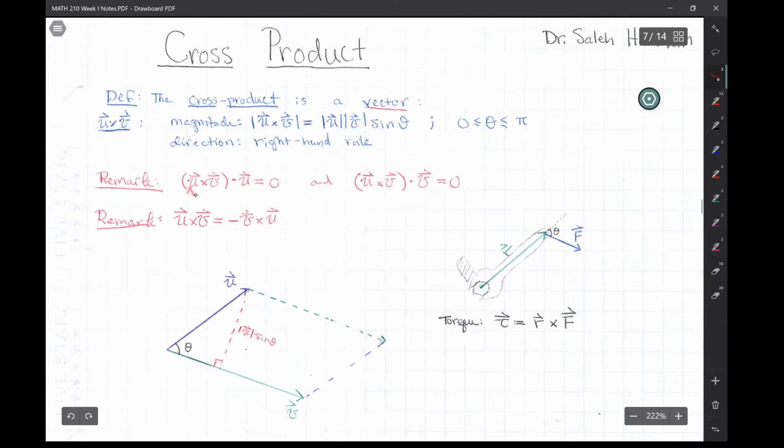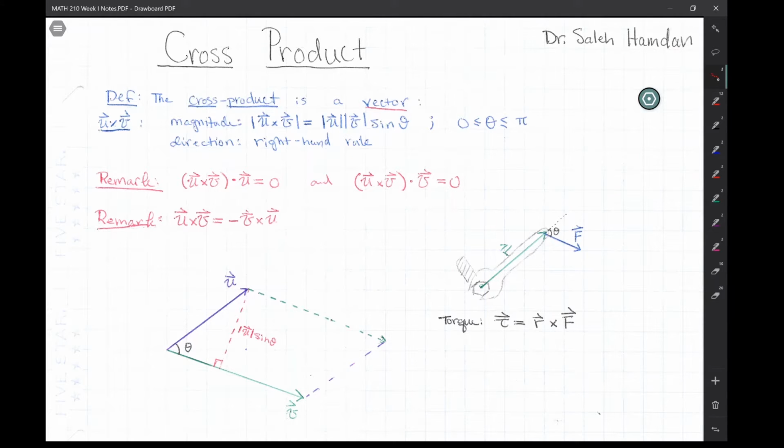Some remarks. u cross v, so this is a whole vector now. So we've crossed them together. We got this vector. It's the vector u cross v. Its dot product with u is 0. Now, what does that mean since we've become experts at the dot product? That means that u cross v and u are orthogonal. They're perpendicular. Not only is the cross product u cross v orthogonal to u, but it's also orthogonal to v. So u cross v, the cross product, is perpendicular to both u and v.